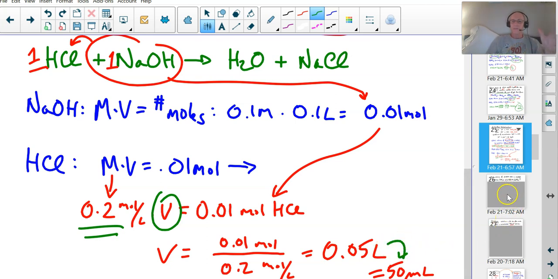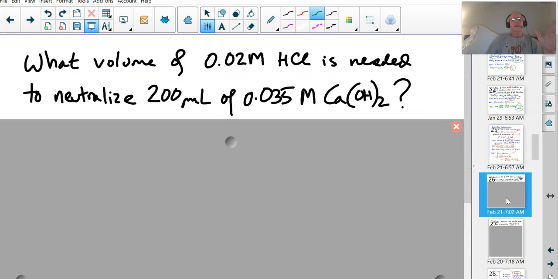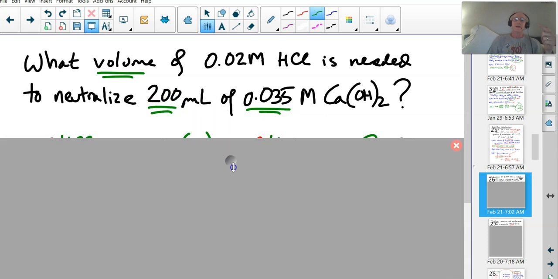So pretty simple stoichiometrically. Let's do a slightly harder one, but exactly the same process. What volume, so we're going to have to solve for V, of 0.02 molar HCl is needed to neutralize, and here's where we have M times V, 0.035 molar and 200 mL of calcium hydroxide.